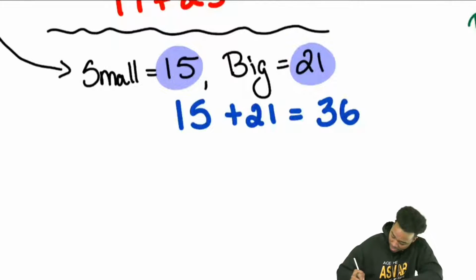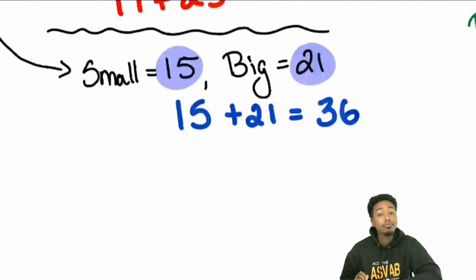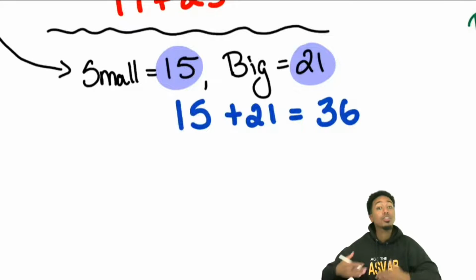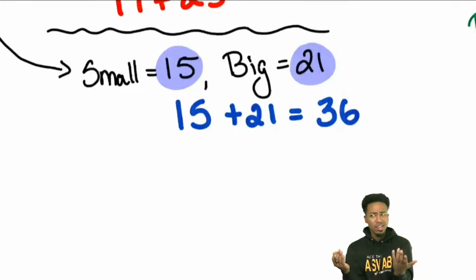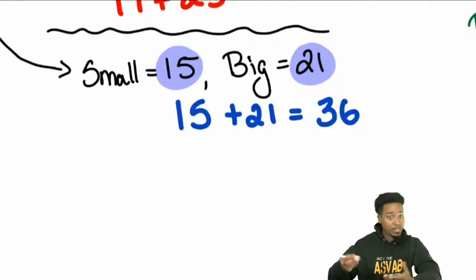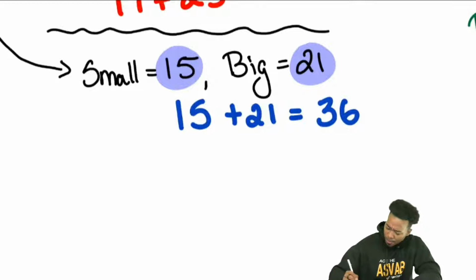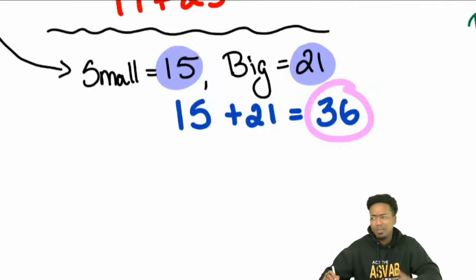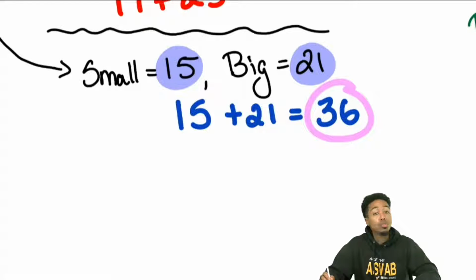36. Is that the correct answer? No, because it doesn't follow the conditions of the problem. The problem says they're supposed to add up to 40. I tested that theory out with the choices, and this one says 36. Everybody, is B the answer? Absolutely not. Not the answer.